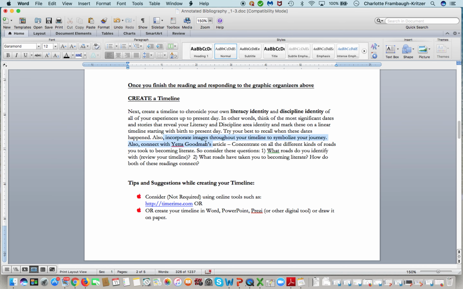experiences. And again, pay real close attention to the articles. Yetta Goodman is going to walk you through multiple paths to becoming literate, and she talks a lot about different experiences that can happen in one person's life. So reflect on that reading and connect it to your own stories, again going back to our field experience where we talked about how stories are so important.